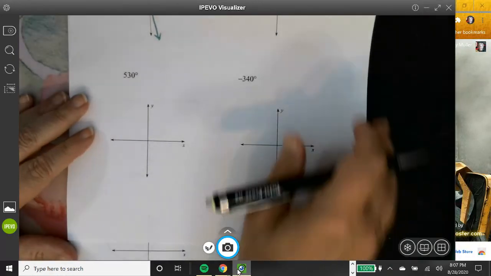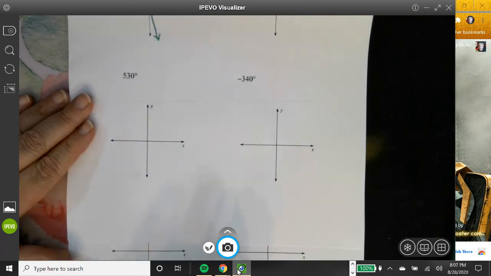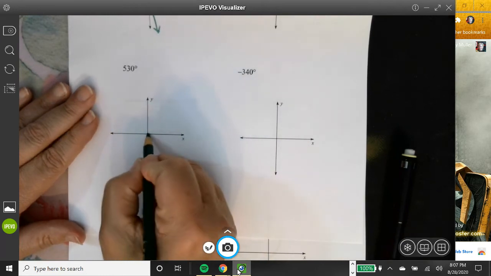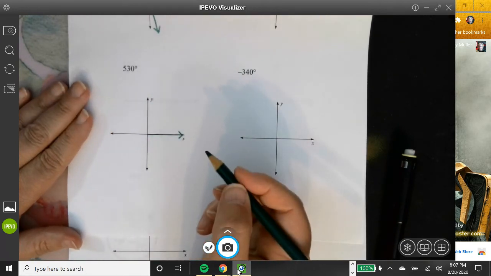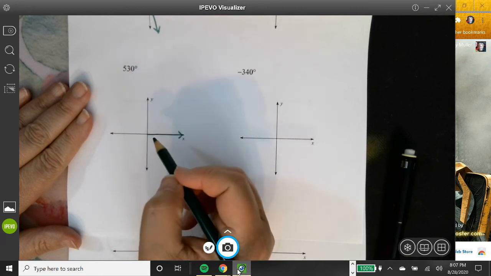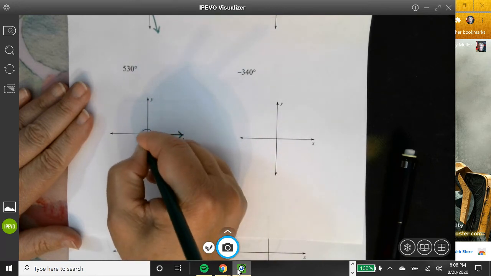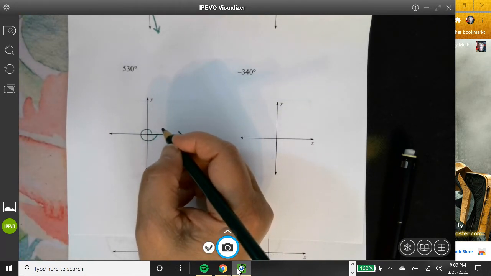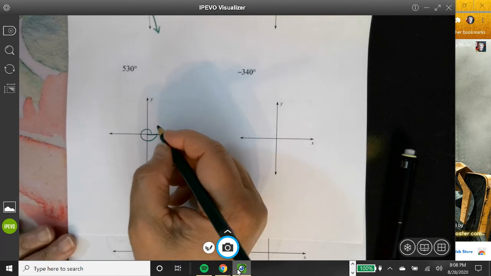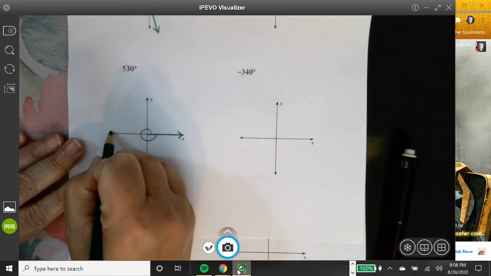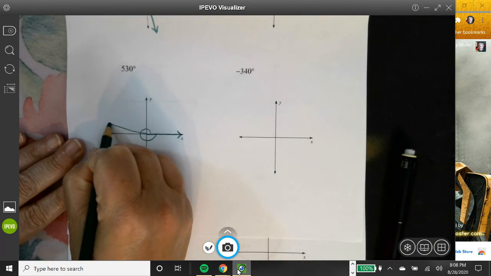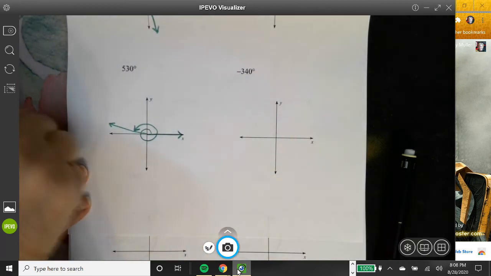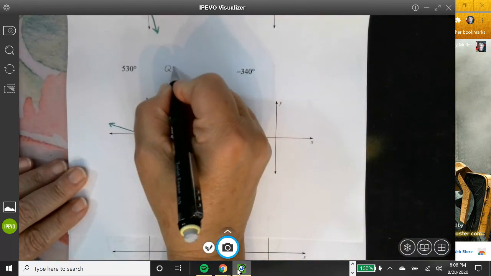All right. 530 degrees. Here we go. We put our angle in standard position by the initial side being on the positive x-axis. Now this is a positive angle, so we're going to rotate counterclockwise. So this will be 360. Now, how do I figure out how much further I go? I take 530 and I subtract 360, and I'm going to go 170 more. Okay, so that's going to be 10 short of 180. So there it is. I'm estimating. So here we go, 10 short of 180. And this is a quadrant 2 angle again.